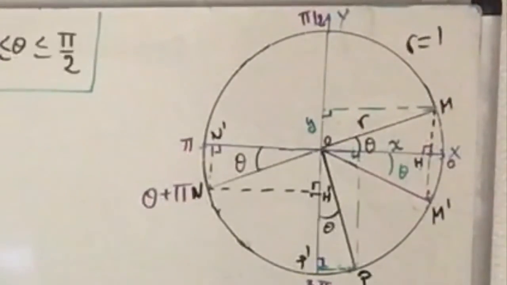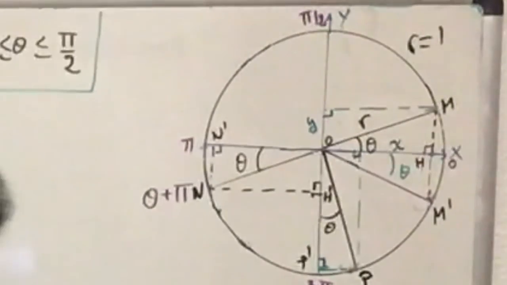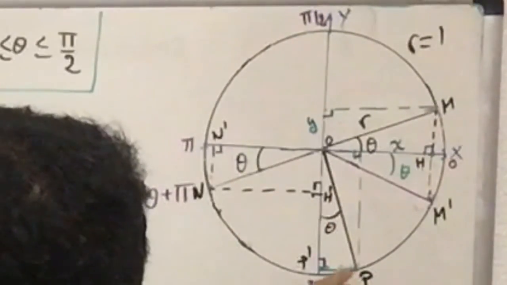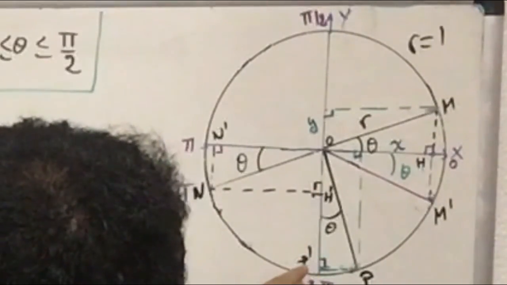Okay, let's move on to calculate sine of 2 pi minus theta. I will have the same thing by doing the extension on the vertical axis. I will have a right triangle at the point P prime.